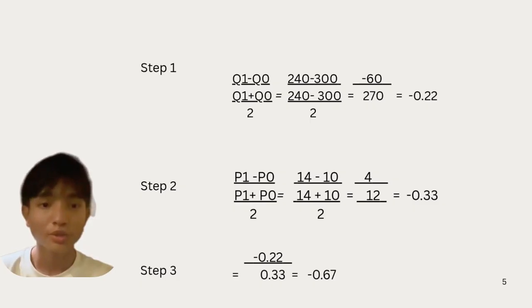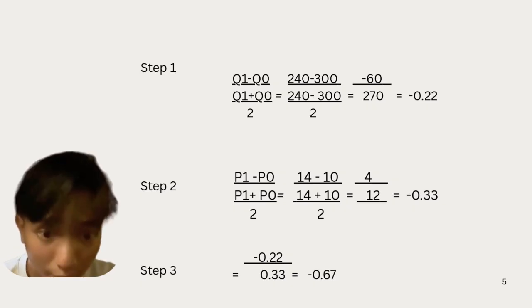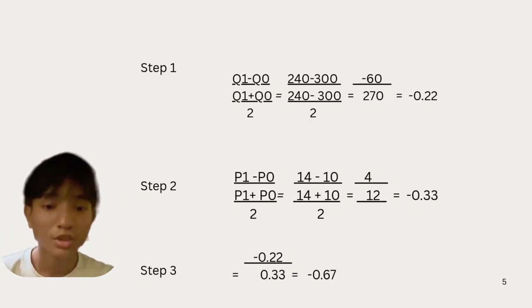Okay, step 2, calculate the percentage change in price of B. The change in price of B, P1 minus P0, is 40 minus 10, which is 30. The average price is 40 plus 10 divided by 2, which is 25. The percentage change in price of B is 30 over 25, an increase. Step 3, calculate the CPED.